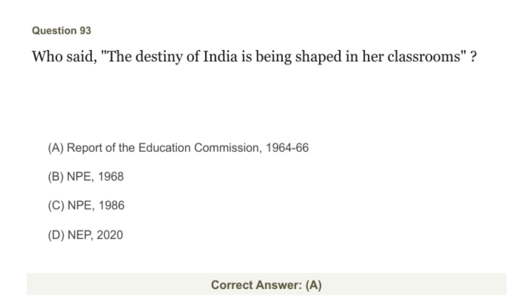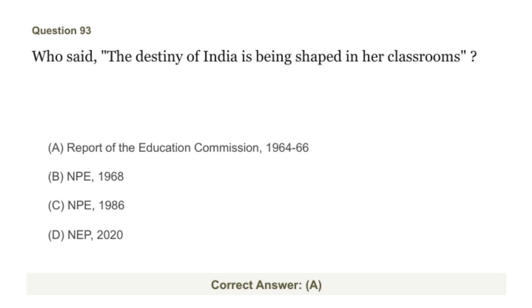Let's look at the question on this slide. It asks, who said, "The destiny of India is being shaped in her classrooms"? The correct answer here is option A, the report of the Education Commission from 1964-66. This statement emphasizes the vital role that education plays in shaping a nation's future. It highlights how the development of a country's human resources through quality education is central to its progress.